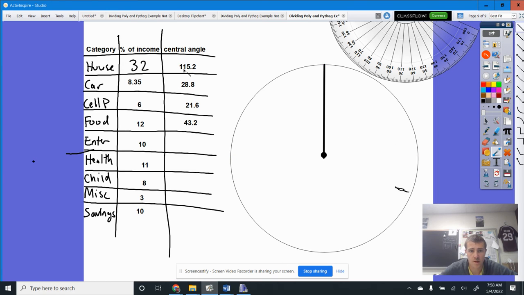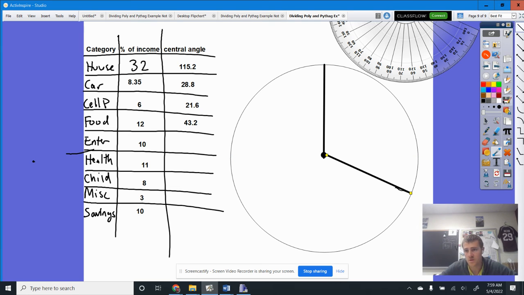So I just marked what 115 degrees was. So I would start at the center and I would mark that right there. So this section that I just made is 115 degrees in the center. It's 32% of the circle. So I would just write the word house in there. My house will make up that portion.